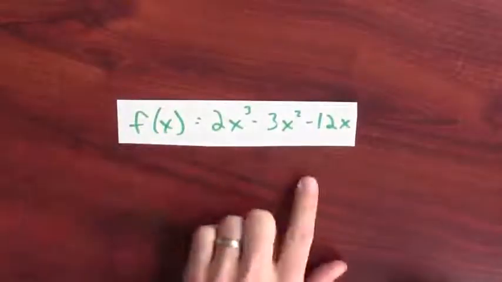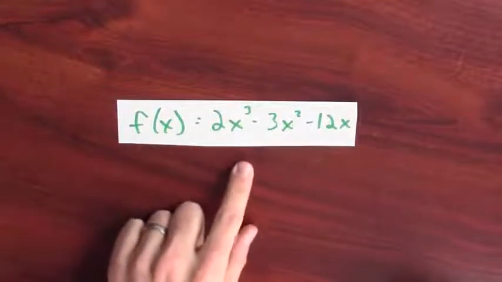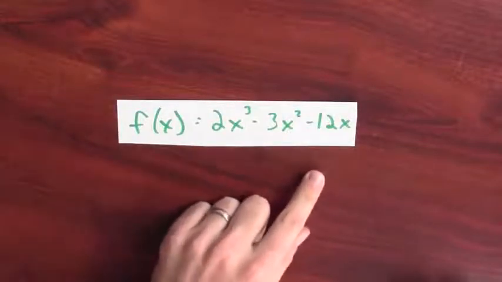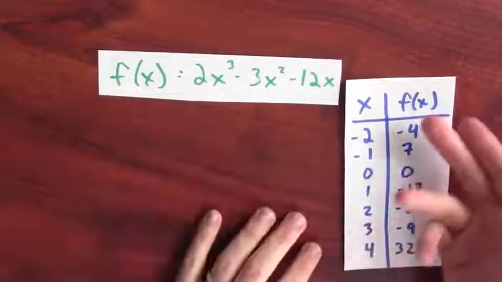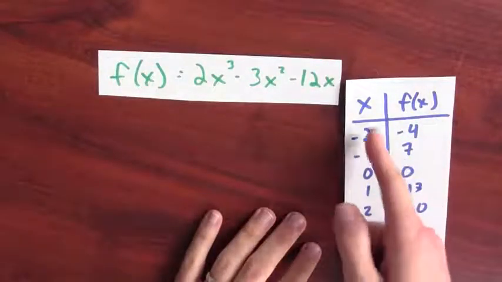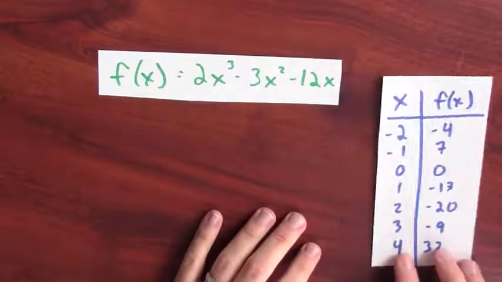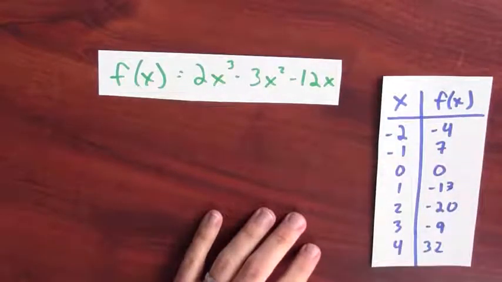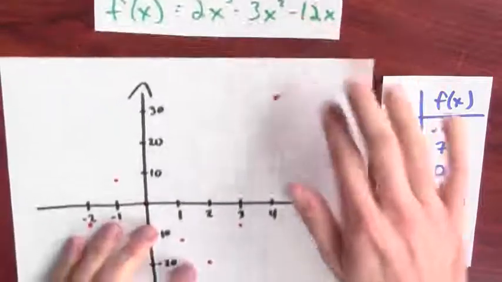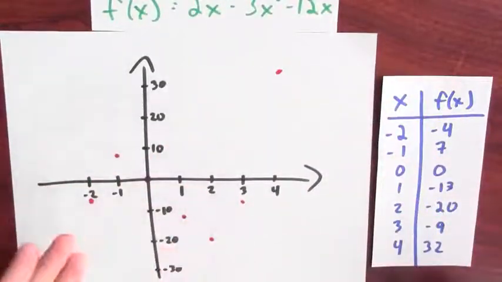Suppose I've got some function given by a rule, and I want to make a graph of that function. If I wanted to plot, say, this function, f of x equals 2x cubed minus 3x squared minus 12x, first thing I might do is just plug in some values, right? I'll pick some inputs and I'll see what the function outputs at those inputs. And once I've got this table of values, I could then plot those points on a graph.